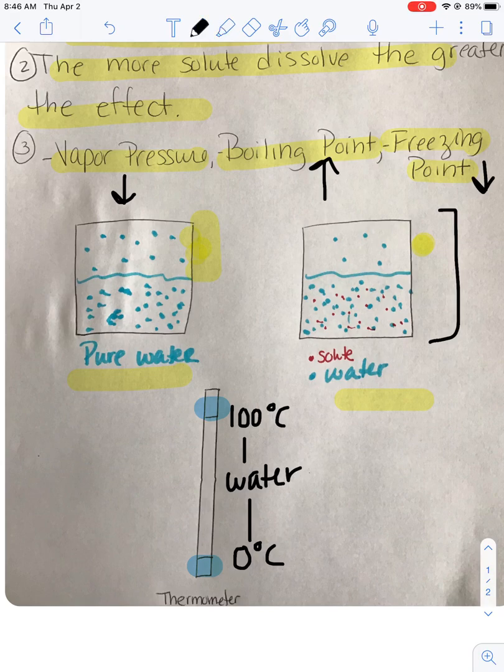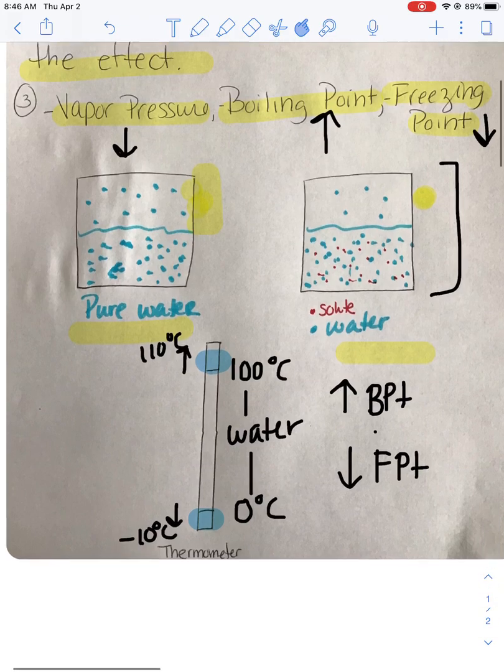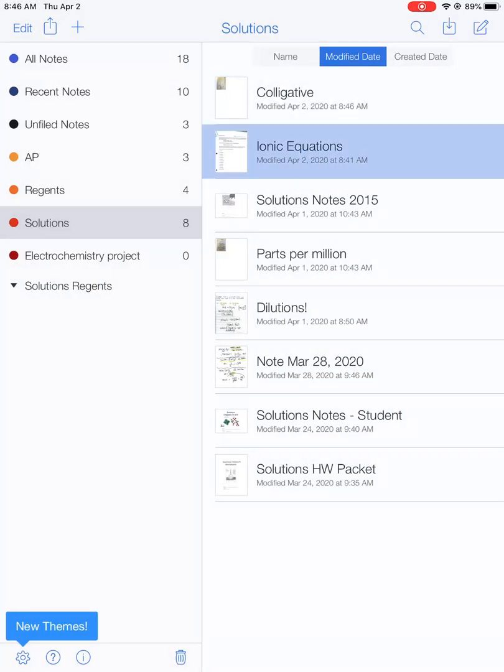You can imagine that when you dissolve something in water, it stretches out the thermometer. Let's say now it's going to boil at 110 degrees C and freeze at minus 10 degrees C. The conclusion is whenever you add a solute to water, you raise the boiling point, and you lower the freezing point, no matter what. The more concentrated, the greater the effect.